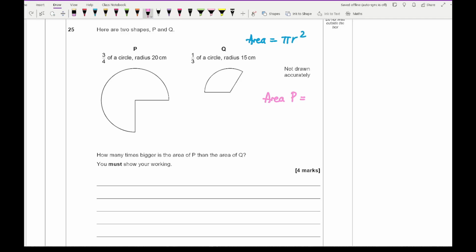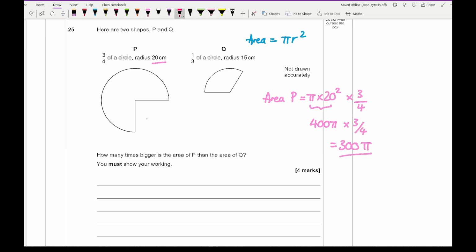if it's got a radius of 20, substituting that in, it's going to be pi times 20 squared, and it's 3/4, so I need to times that by 3/4. So working this out, this gives me 400 pi. Then dividing that by 4 becomes 100 pi, times 3 equals 300 pi.